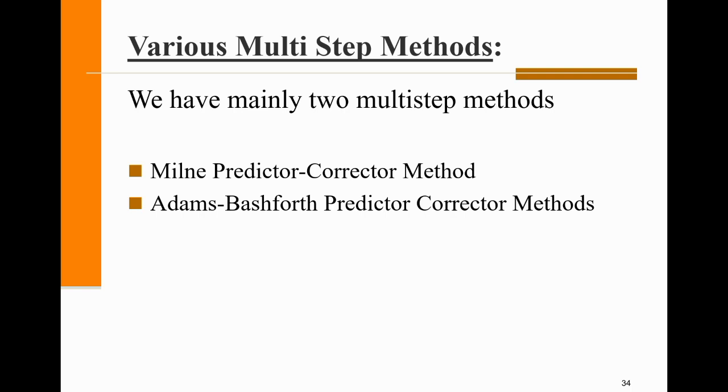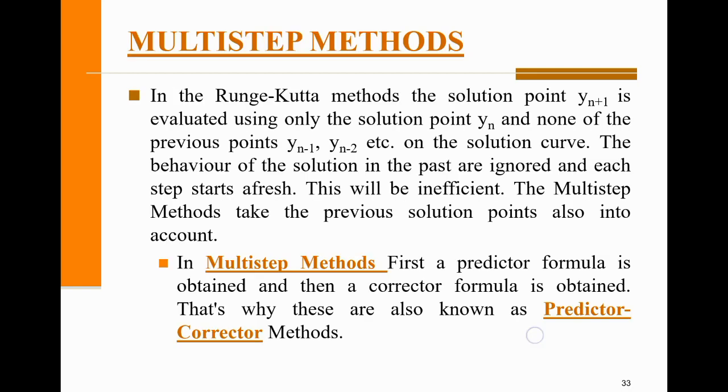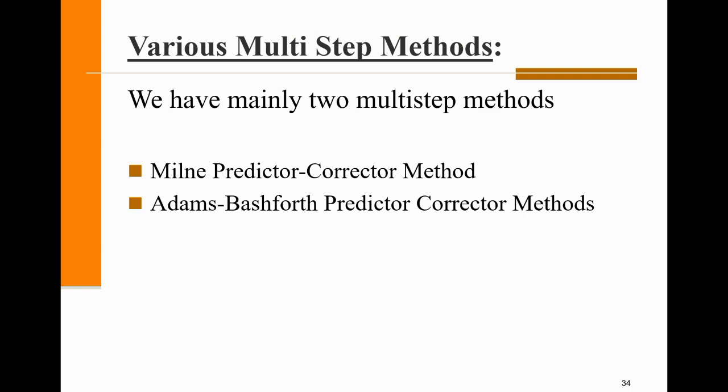Now you can see one term written here, predictor corrector. What is that? When we solve with multi-step methods, in the calculations we always have two steps. In one step we predict the value, and in another step we correct that predicted value. That's why this category is known as the predictor corrector method, right? So multi-step methods are predictor corrector methods. We have two methods, Milne's and Adams-Bashforth methods.